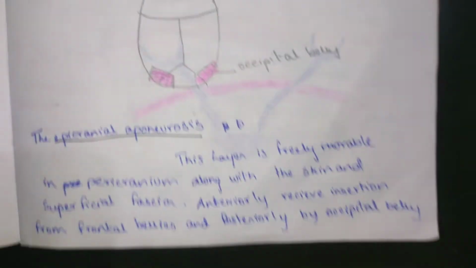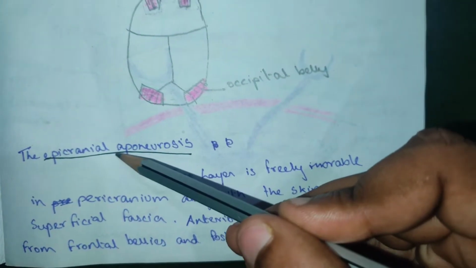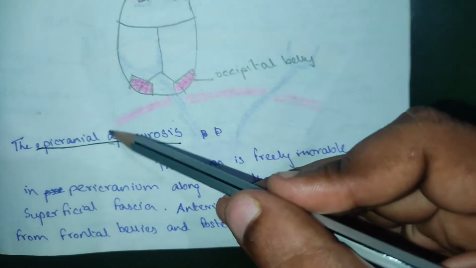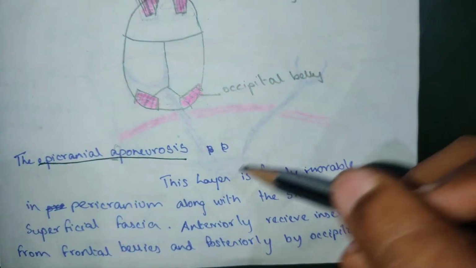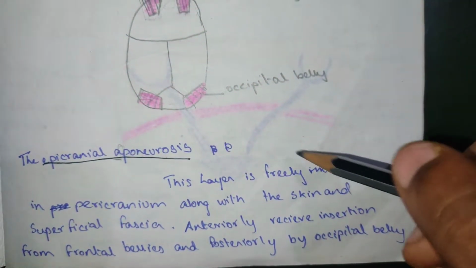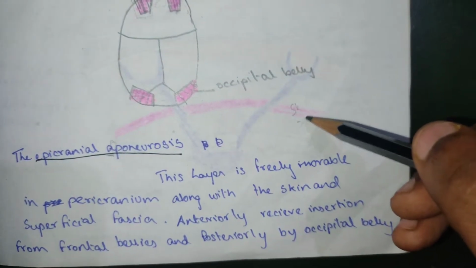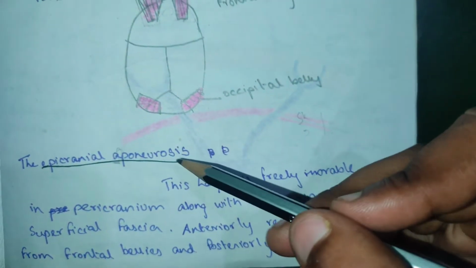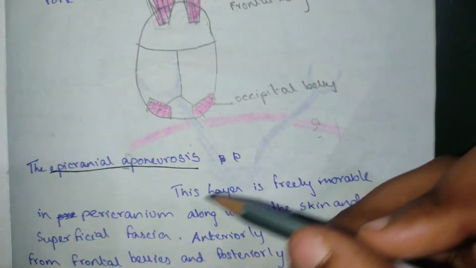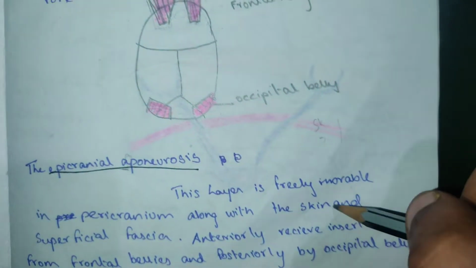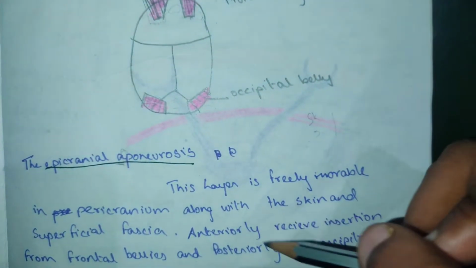Now we will see the third layer, which is the epicranial aponeurosis. A stands for aponeurosis in SCALP, the third letter. This is the aponeurosis, generally known as the epicranial aponeurosis. This layer is freely movable. The first layer is the skin, the second layer is the superficial fascia or connective tissue, and the third layer is the epicranial aponeurosis. Along with the skin and superficial fascia, this layer is freely movable over the pericranium.